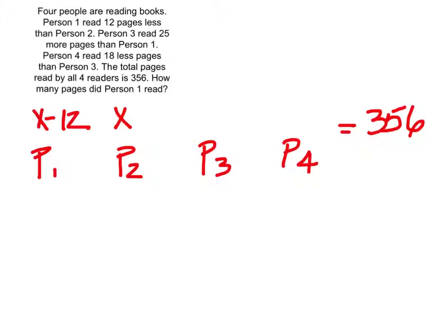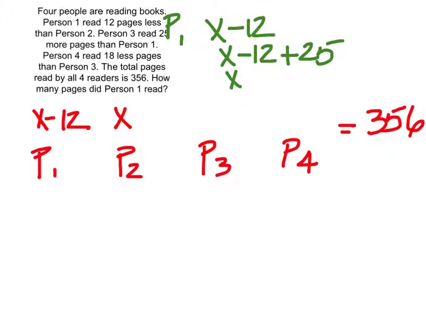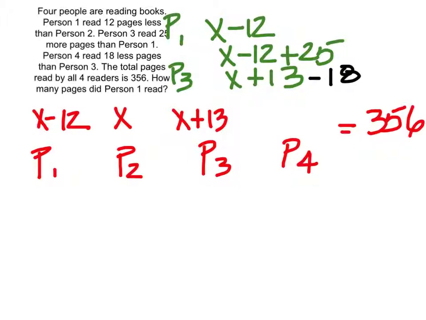Person 3 reads 25 pages more than person 1. Here is person 1. And person 3 reads 25 pages more. So X minus 12 plus 25 would give us X plus 13. And then person 4 read 18 pages less than person 3. So we just took care of person 3 here, and person 4 is 18 pages less than person 3. So that would give us X minus 5.